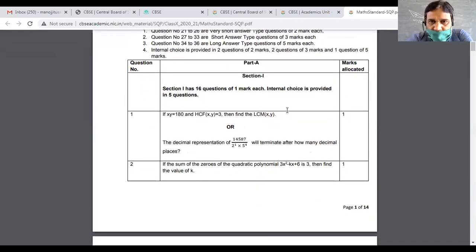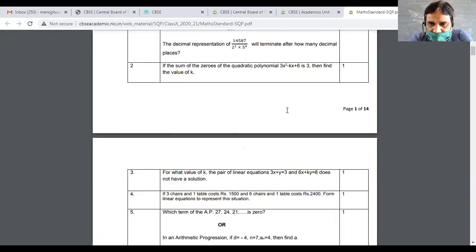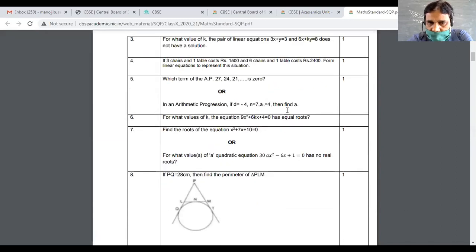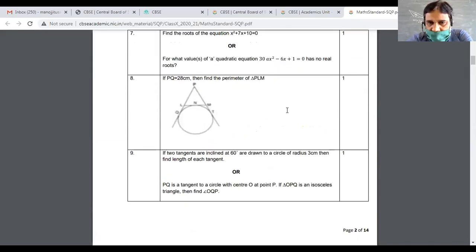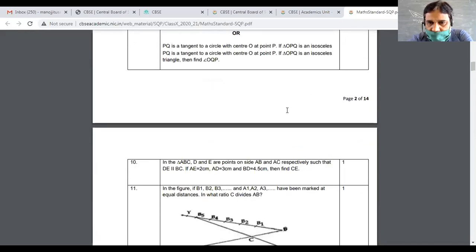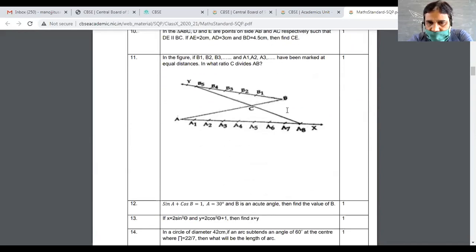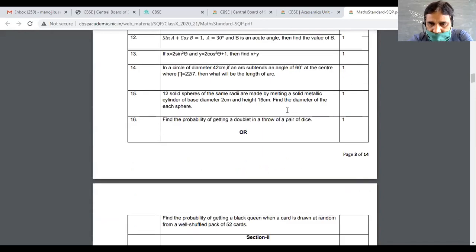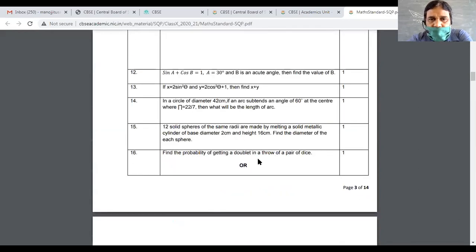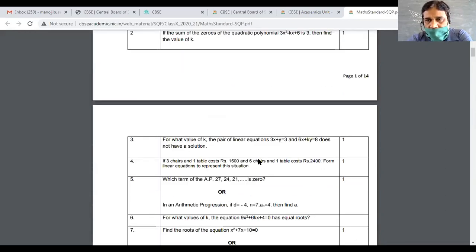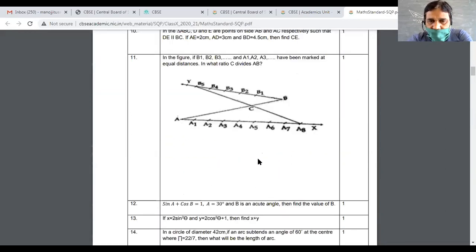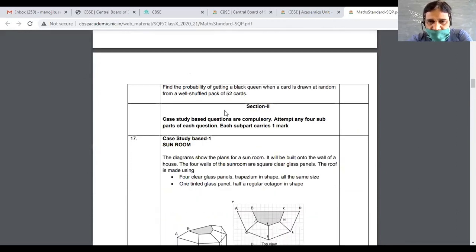Earlier, you had multiple choice questions, isn't it? Yes, sir. Now you will get only short questions. 1 mark questions, no multiple choice. See, there are 16 questions, all carrying 1 mark. Thereafter, section 2 is newly introduced.